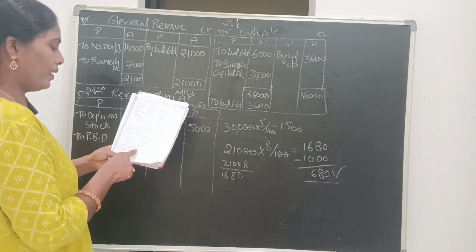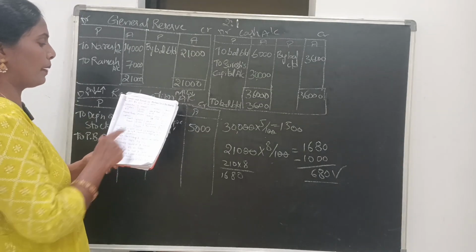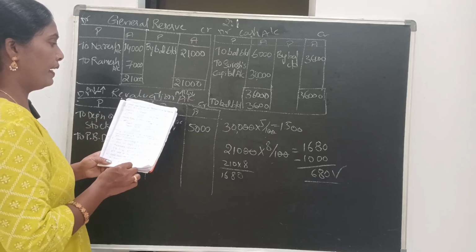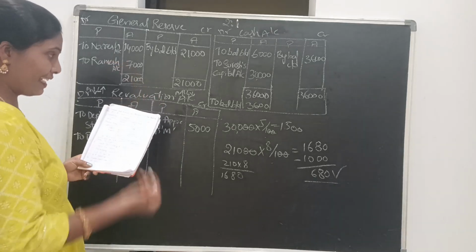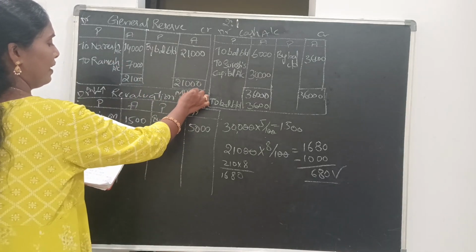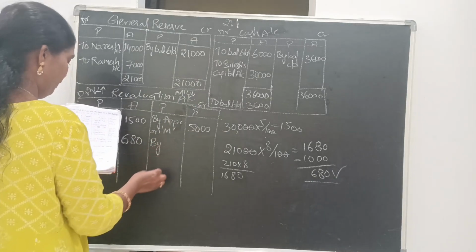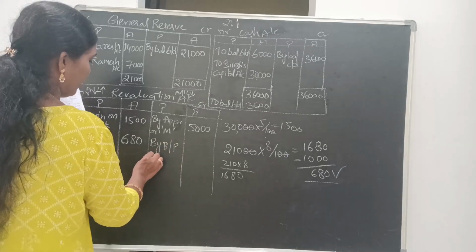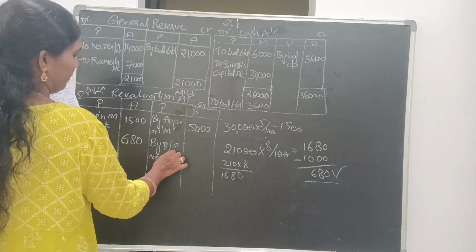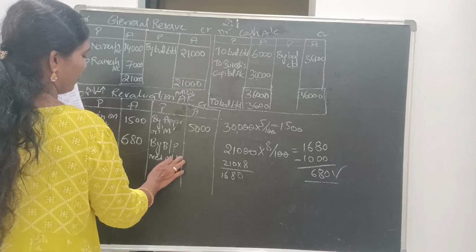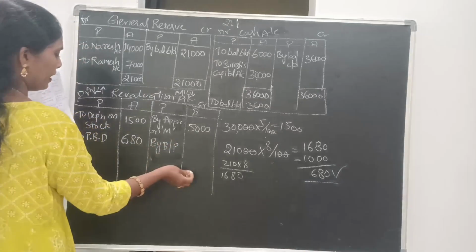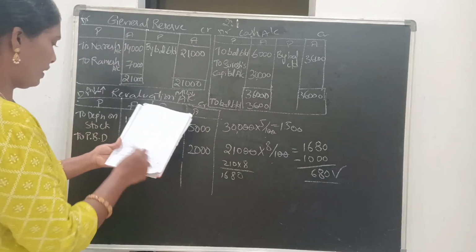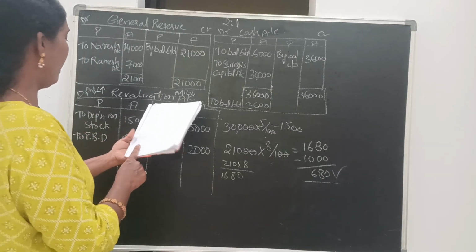Next, bills payable need not be paid. Bills payable is a liability. So 2,000 need not be paid means the liability is decreasing. Liability is decreasing, so show it on the credit side. Bills payable, need not be paid, 2,000. Is there anything else? No. We have posted all adjustments.